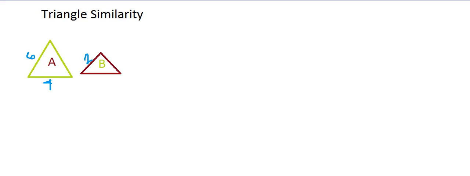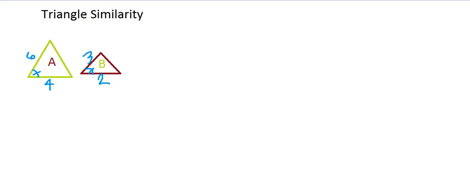And say this is, let me change this one so that you can see the difference. Say this is 3. And here this is 2. Say this is 4. While this angle here is congruent to the angle of this triangle B.